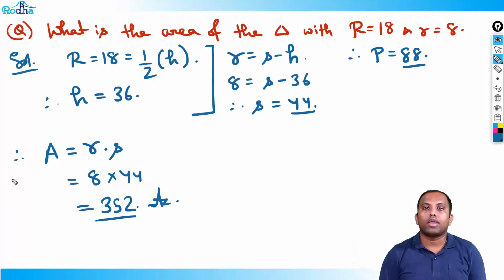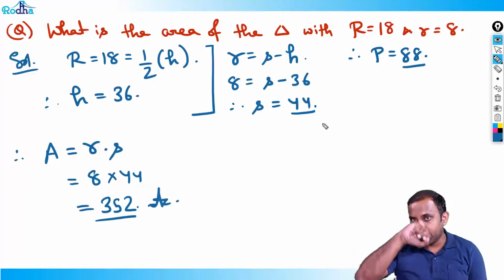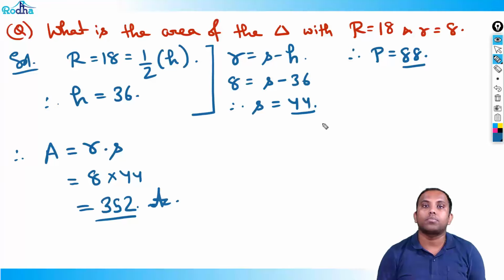Okay. What is the area of a triangle with R equal to 18 and r equal to...? What is capital R? Capital R is not circumcenter, it is circumradius. And what is small r? Inradius, right? Okay, next question we'll do.